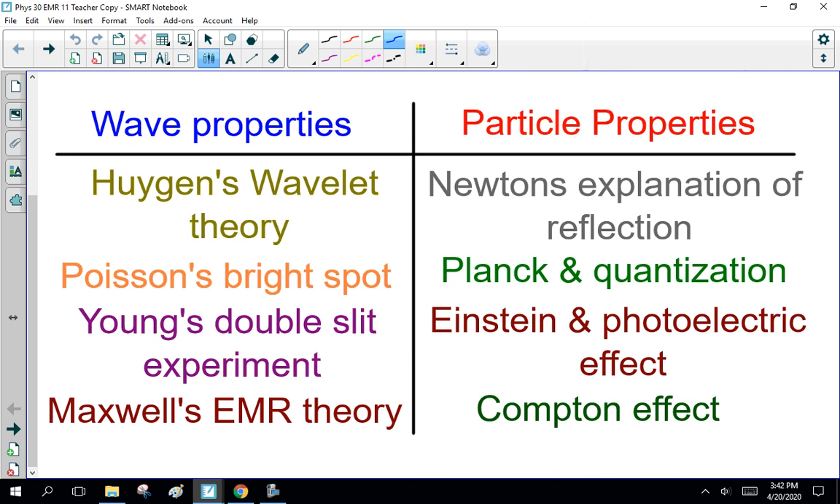For wave properties, we have Huygens wavelet theory that led to Poisson's bright spot. Of course, Young's double-slit experiment and Maxwell's EMR theory all pointed to light being a wave. But there were particle proponents too. Newton's explanation of reflection, we didn't talk about it in class, but he talks about it being a particle. Planck and quantization, photons of energy. Einstein, the photoelectric effect, and the Compton effect all point to light as a particle.